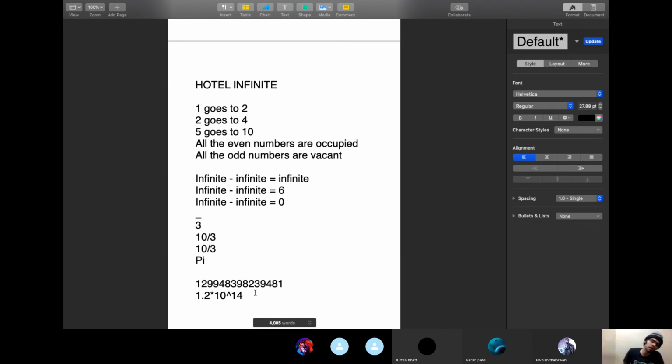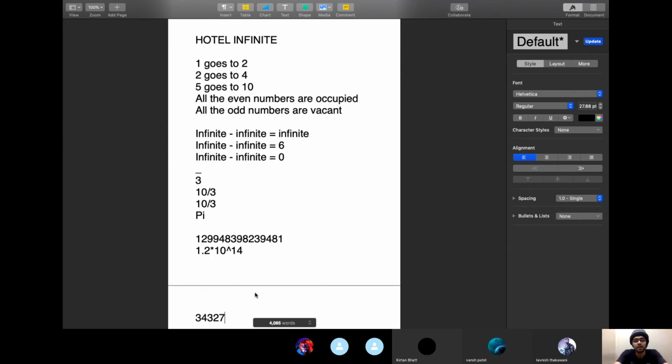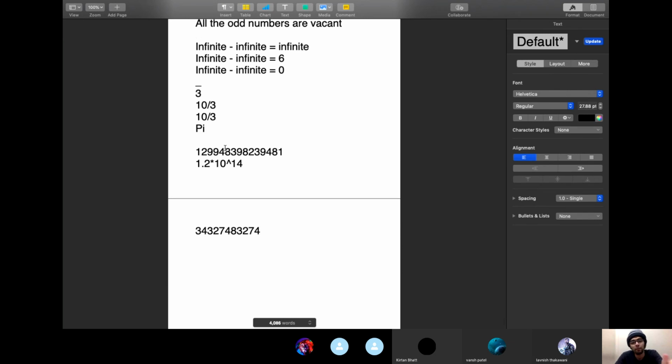That is about how to represent larger numbers, which if you want I can teach you properly in the next class. If the number was something like this, then it would be 3.4 multiplied by 10 to the power something. It's called scientific notation. It's an approximation. This is not actually 1.2; it's 1.2994839823948 times 10 to the power 14. But there's no space to write it, so you approximate. So it's going to be a 15-digit number.